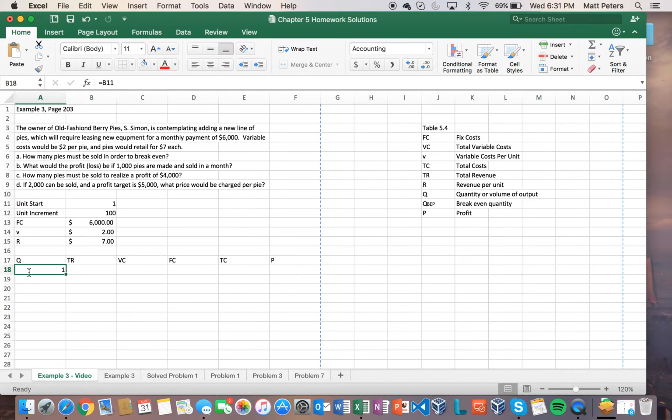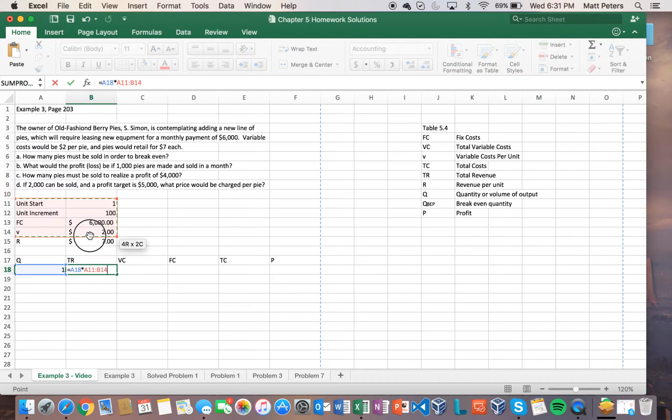Now my total revenue is going to be the quantity I sell times the revenue per unit. So this equals this times my revenue per unit. Now, whenever you do revenue per unit, you're going to want that cell fixed. So just remember that anytime you reference a cell up here, you're going to want to fix that value. And that'll make sense here in a minute.